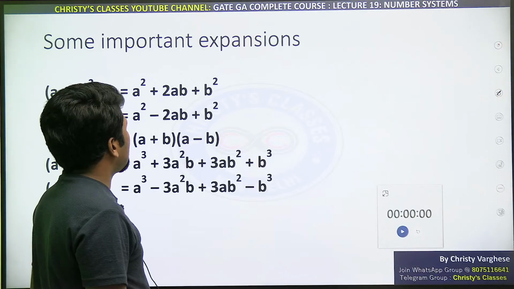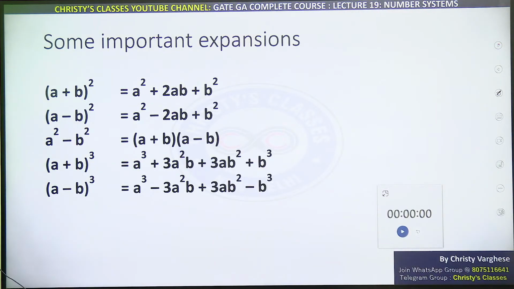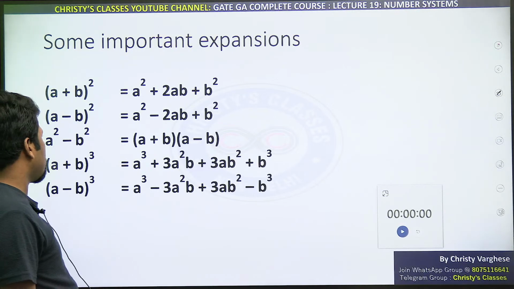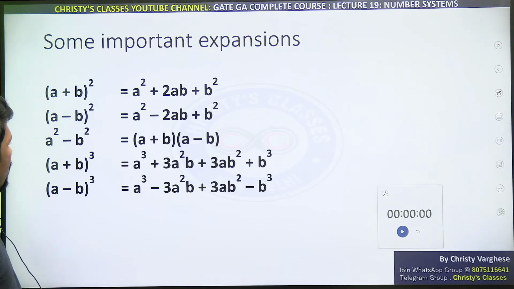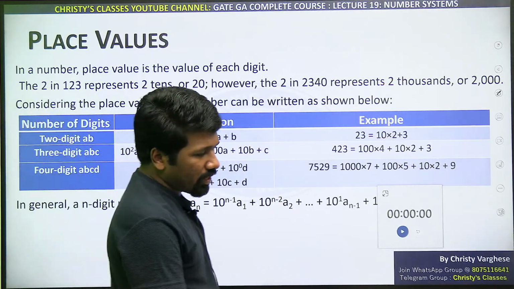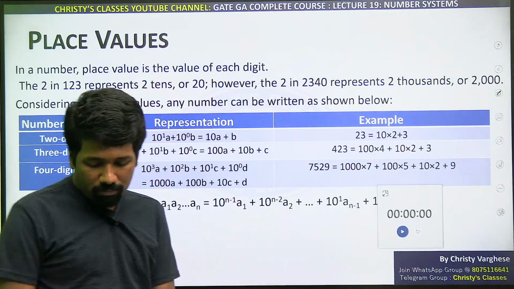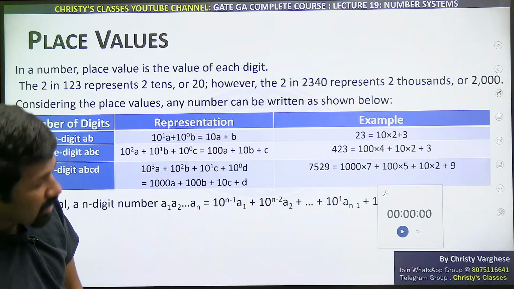Then these expansions and all, in the last class also I told you should be clear about these expansions. A plus b the whole square, a minus b the whole square, a square minus b square, at least for first three. And yeah, this is another important thing in number systems. Place values of number system. This also you should be clear about.